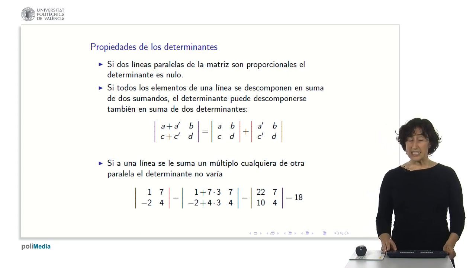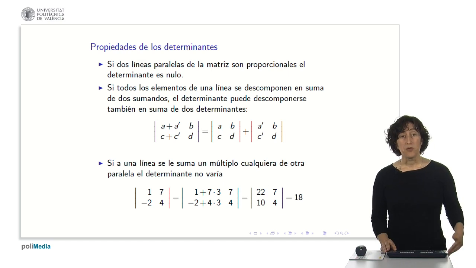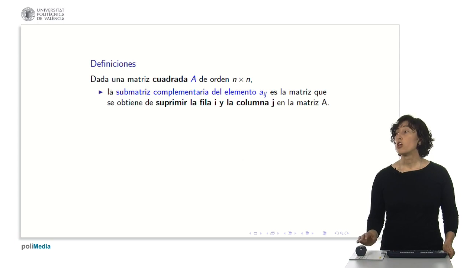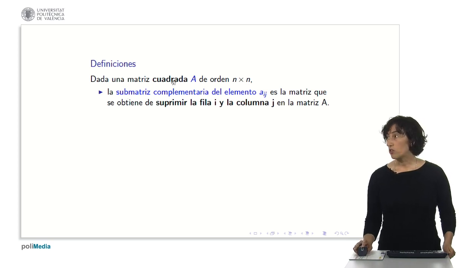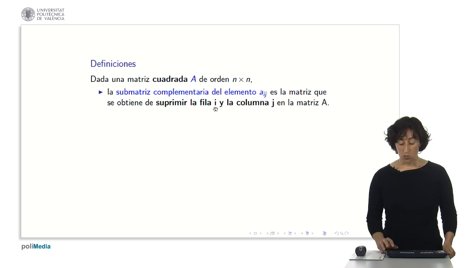Well, if we continue with the properties, the next property, before we can explain it, we must know a series of definitions. For example, given a square matrix A of order n times n, we call a complementary submatrix of the element A sub ij, that is, the element of the row i and column j, the matrix that results from suppressing the i row and the j column in the matrix.